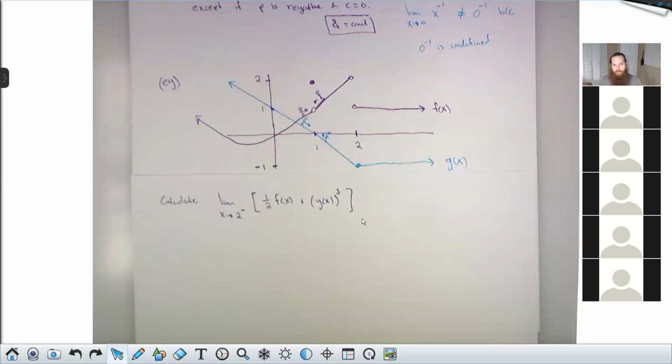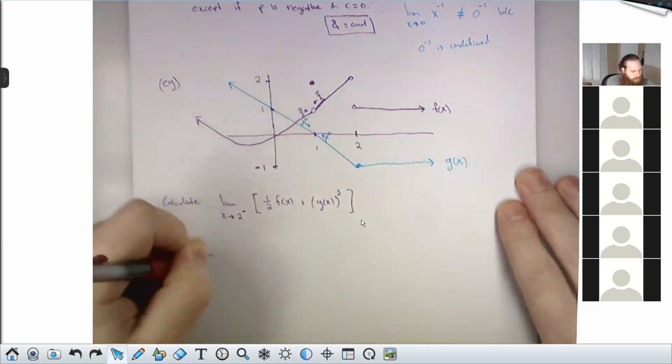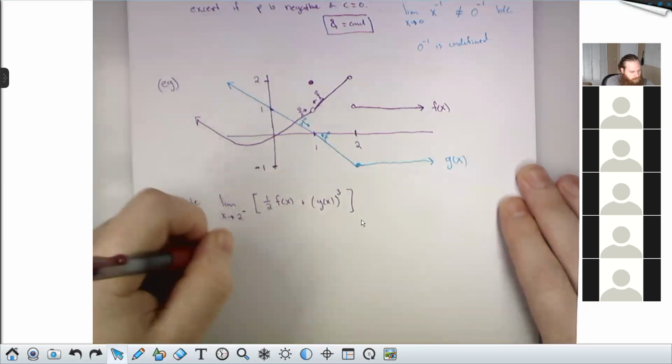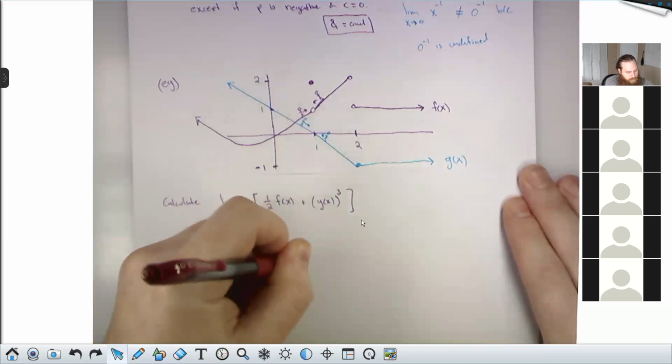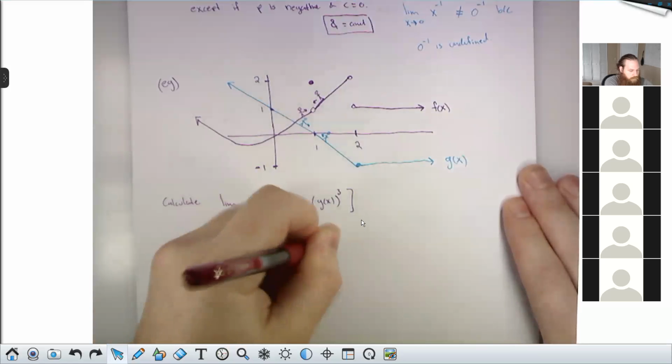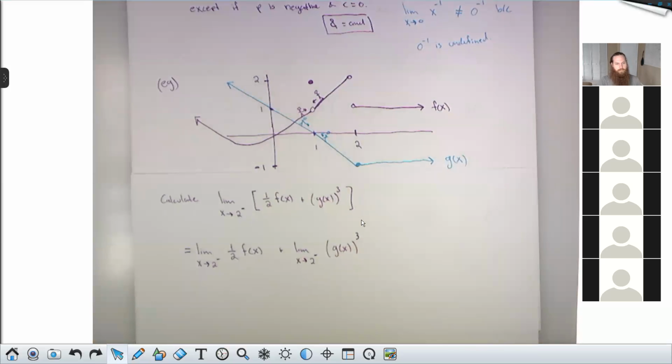Thinking about the last example, what's my first step going to look like here? We break apart the two limits. Yeah, very good, Adrian. I've got this big addition in the middle here, so maybe I should start by splitting that up. So this is equal to the limit as x approaches 2 from the left of 1/2 f of x plus the limit as x approaches 2 from the left of g of x all cubed. Everybody comfy so far? Again, just using that first limit law that says I can take this addition and split it up. I can take the limit of the first piece and the limit of the second piece separately.